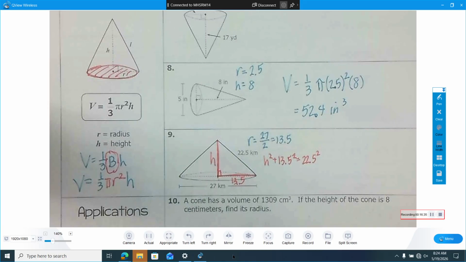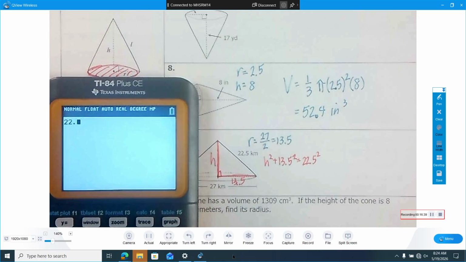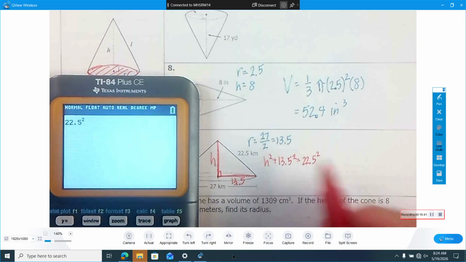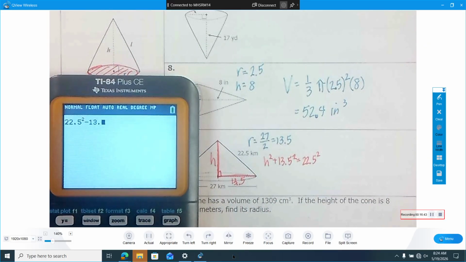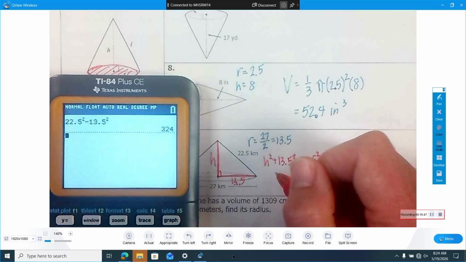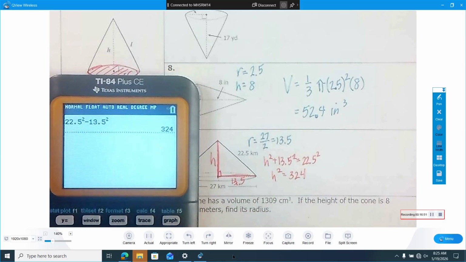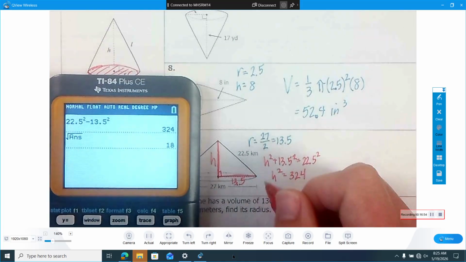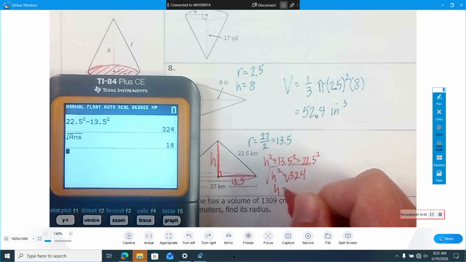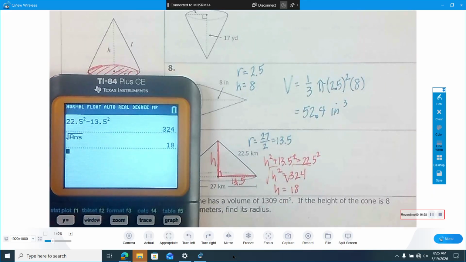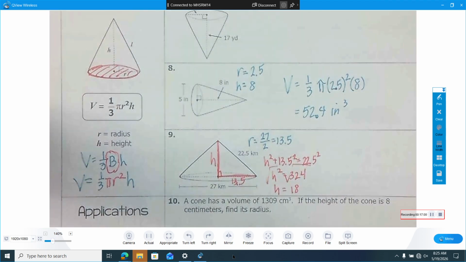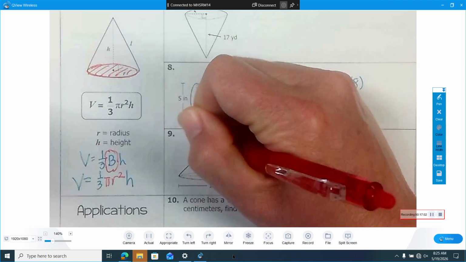So h squared plus 13.5 squared equals 22.5 squared. I subtract 13.5 squared to move it to the other side, so I get h squared equals 324. Then I square root both sides and I get 18. So my height is 18.